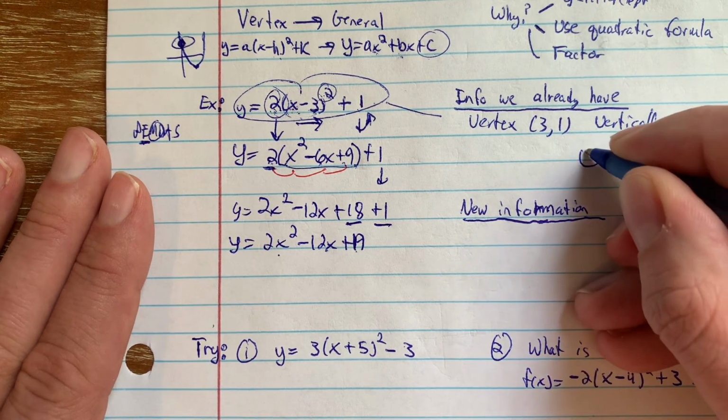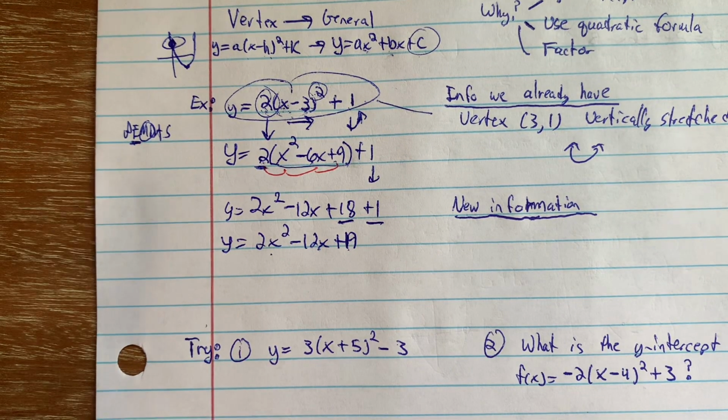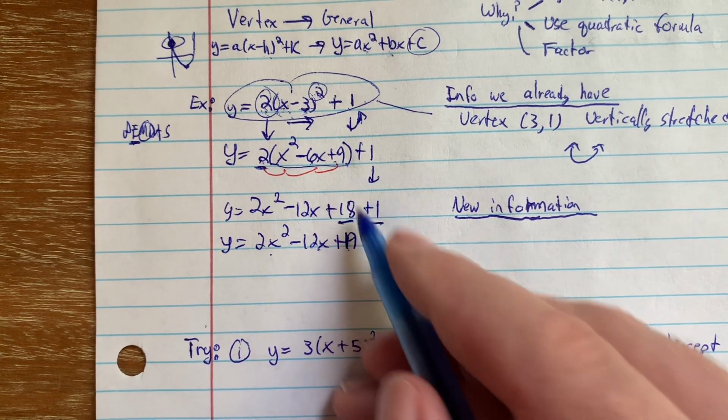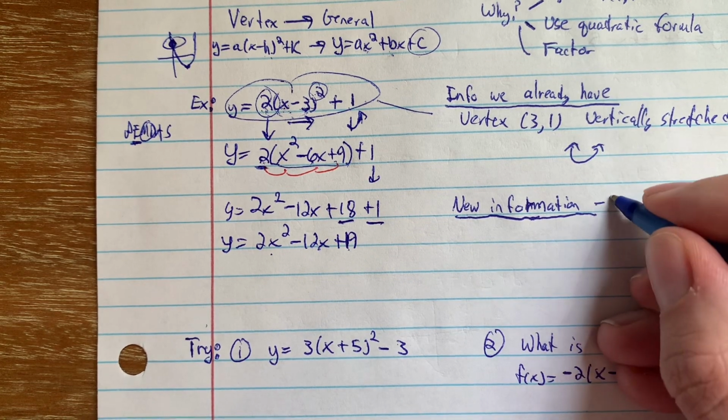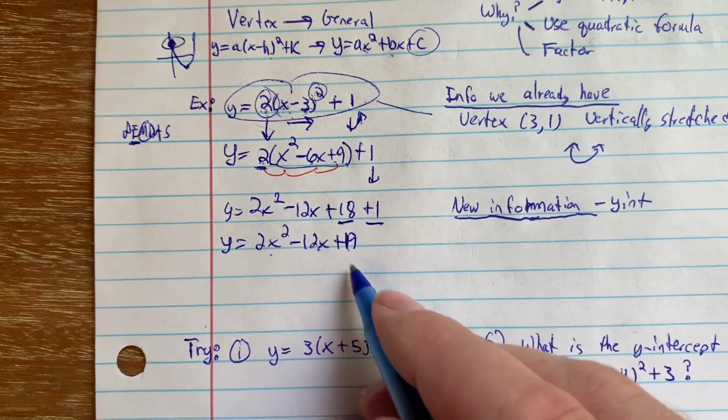And we know it's going to be concave up also because it was not reflected. So we know a lot. We could graph this already. But our new information is that we also know the y-intercept now. We didn't know the y-intercept from this one, but now we do.